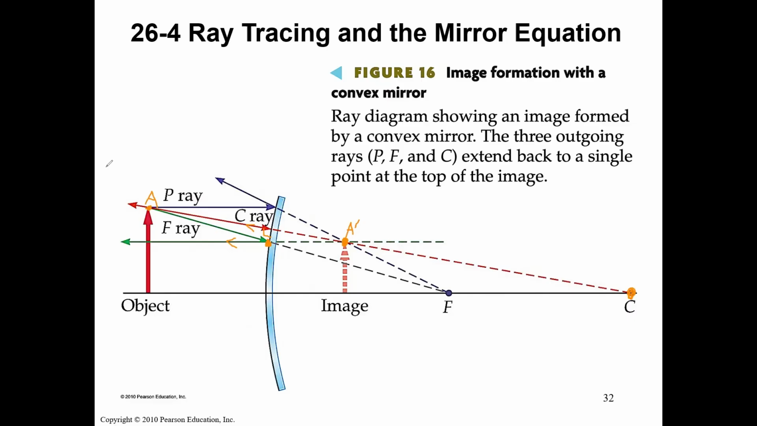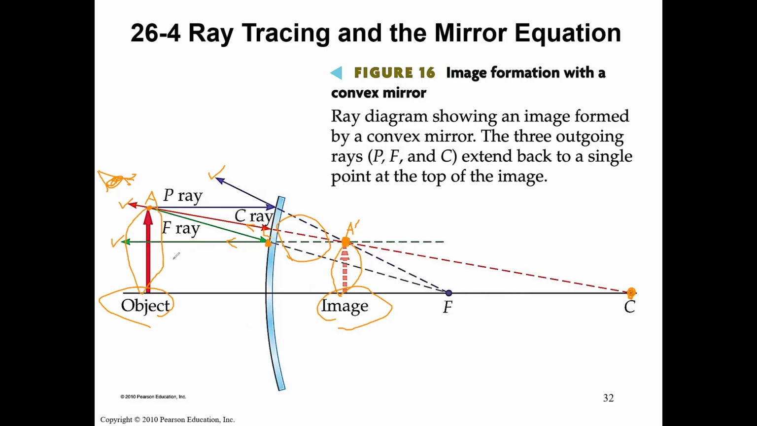So if we have an imaging system like an eye in front of the mirror, we are going to collect the reflected P ray, the reflected F ray, and the reflected C ray. And although those rays are diverging, it looks like they're coming from the same point A prime. So in this case, the object is forming an image behind the mirror. The image is virtual because no light ray actually goes behind the mirror. Those are all dashed lines. And the image is upright, and we can also see that the image is smaller than the object.